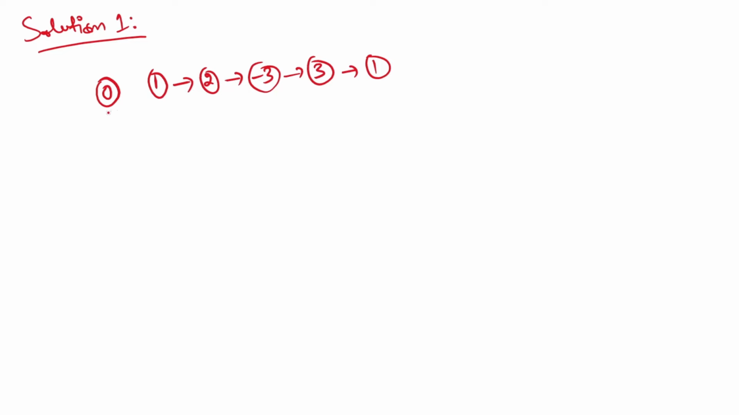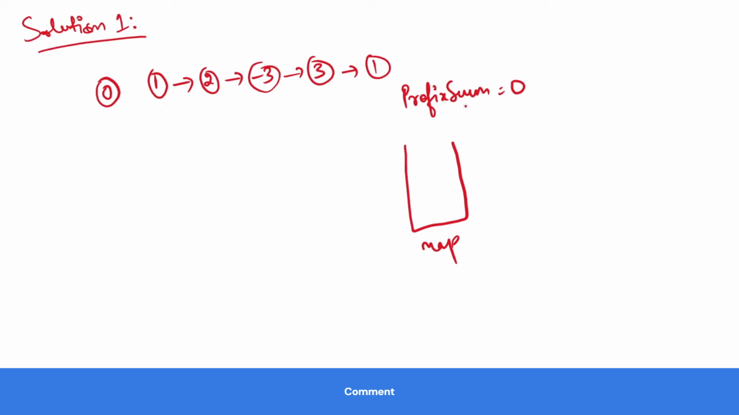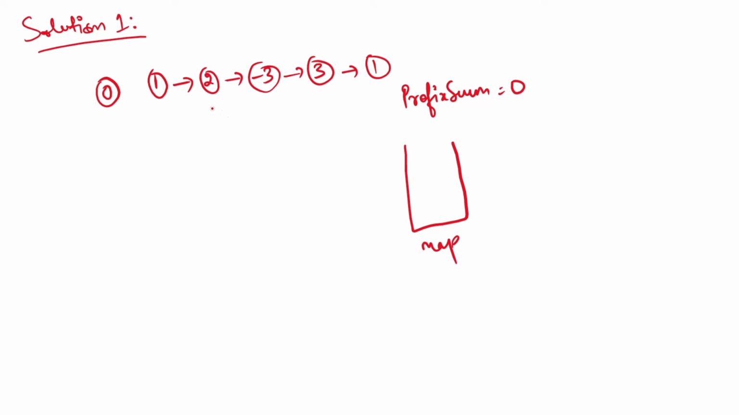Let's say this is 0. And I need one prefix sum. I will use the prefix sum and initialize a map, I will initialize it with 0 and store it in the map. Then I will iterate through the list, and whenever I find that a prefix sum is already inside the map, that means we found a sublist whose sum is 0. Let's have a dry run to understand it.